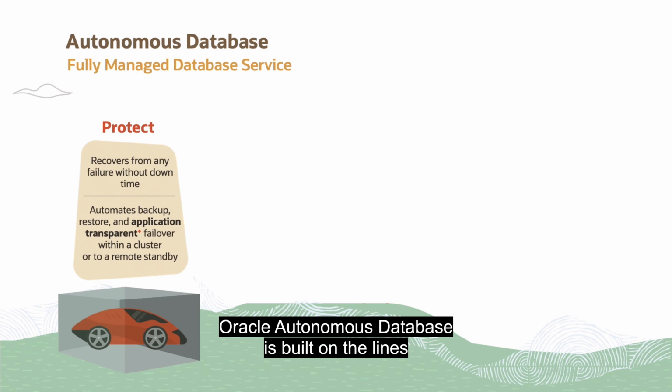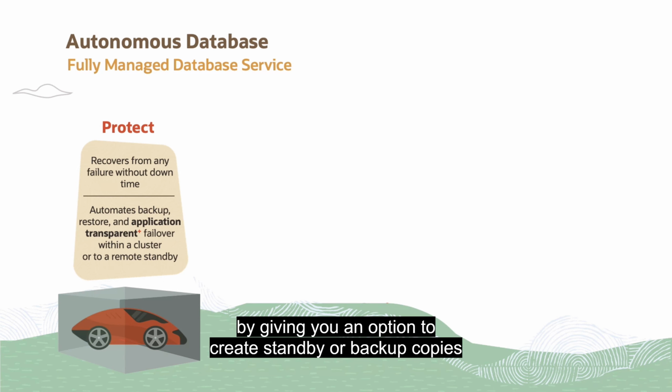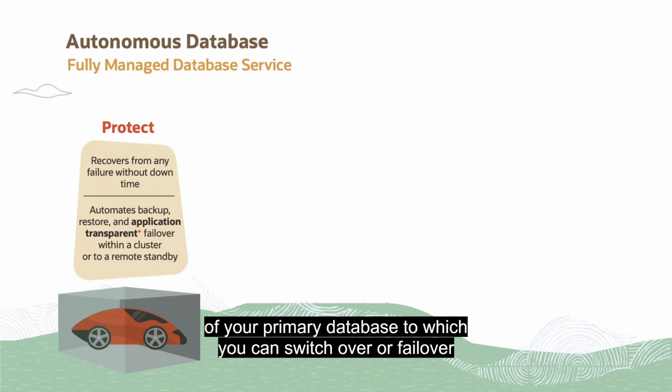Oracle Autonomous Database is built on the lines of Oracle Maximum Availability Architecture to provide maximum availability and avoid any downtime. It automates backup of your entire database to recover from any unwarranted errors. It also allows you to automate extreme availability of your database service by giving you an option to create standby or backup copies of your primary database to which you can switch over or fail over in the event of any natural disaster occurring in the OCI region.